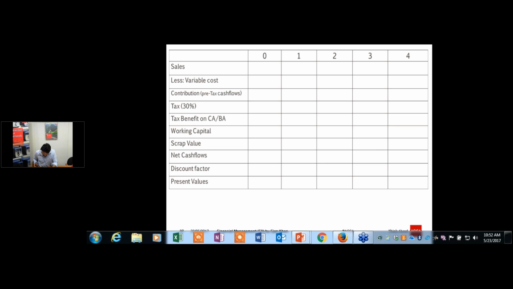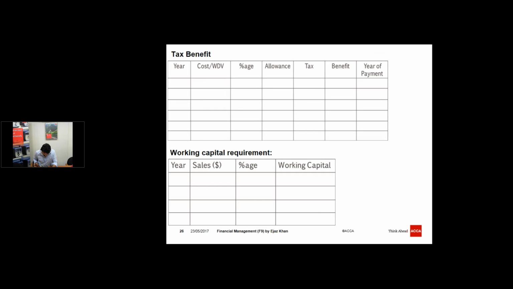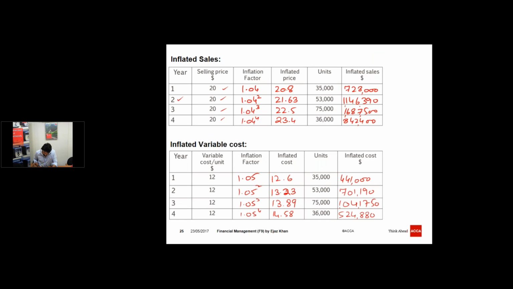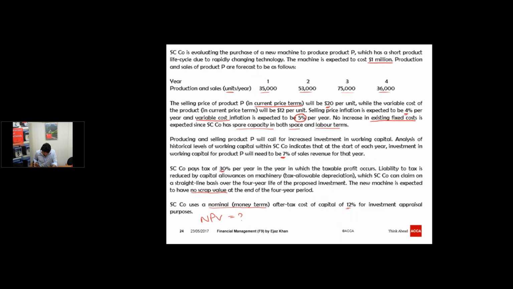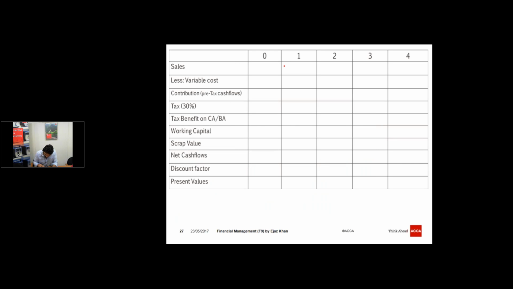Anyone? Sales figures for every year? Okay, let me switch the slide. The year one sales figure is $7,28,000. So we'll write it here, $7,28,000. Okay, this is for year one.